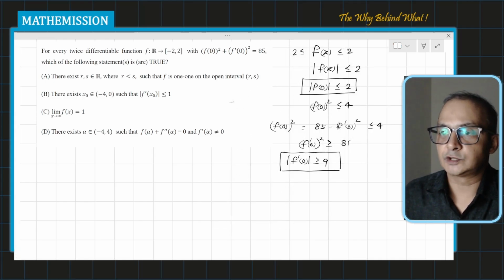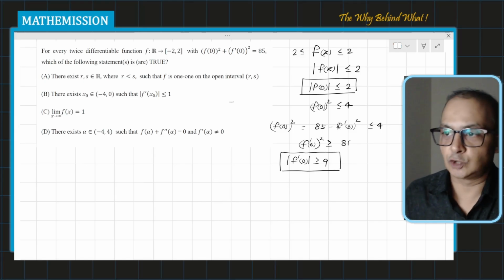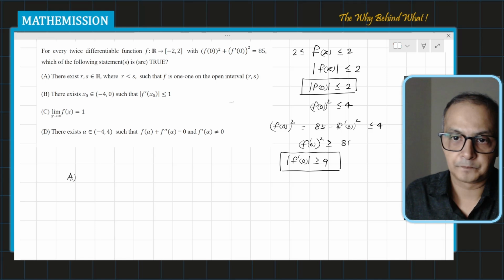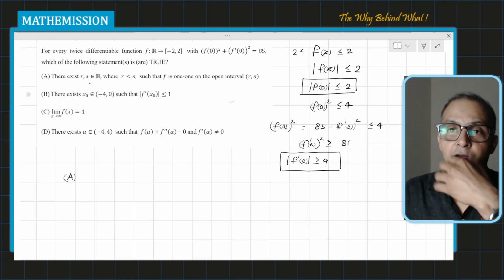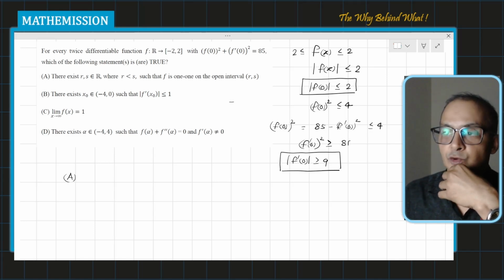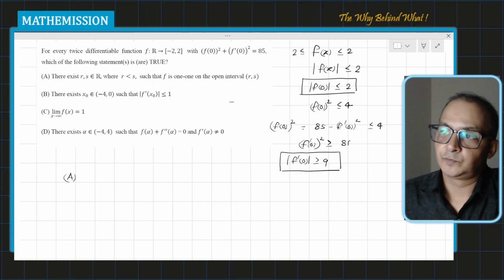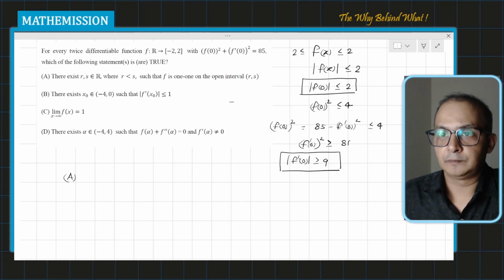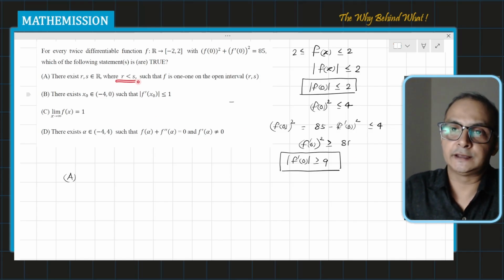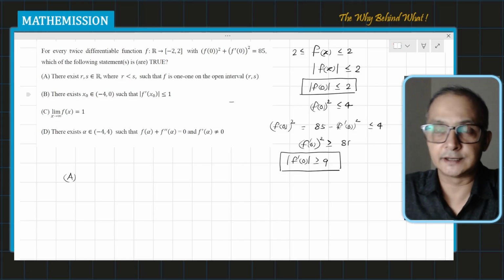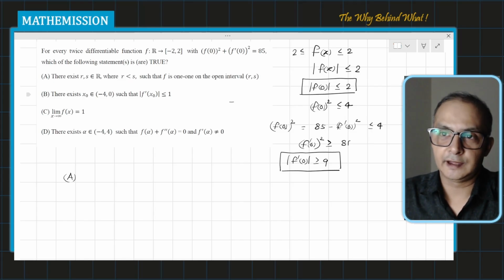So these are the information we have, and now I have the first option, and the first option tells that there exists r and s belonging to the real numbers, where r is less than s, such that f is 1-1 in the open interval r to s. So f'(0), because it is actually saying that for any two numbers r and s there is an existence or not, and the function is 1-1, they are claiming.